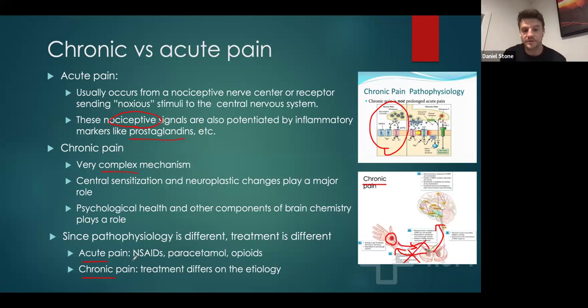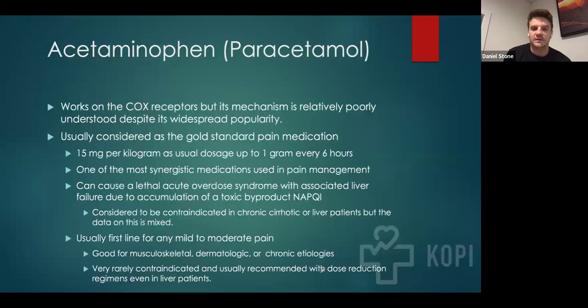So acute pain is usually responsive to non-steroidal anti-inflammatories, paracetamol, and medications like opioids if the pains are moderate to severe. Chronic pain usually differs depending on the etiology, and it can be responsive to a number of the other pain medicines above, but it can also be responsive to other things. And we'll talk a little bit more about that.